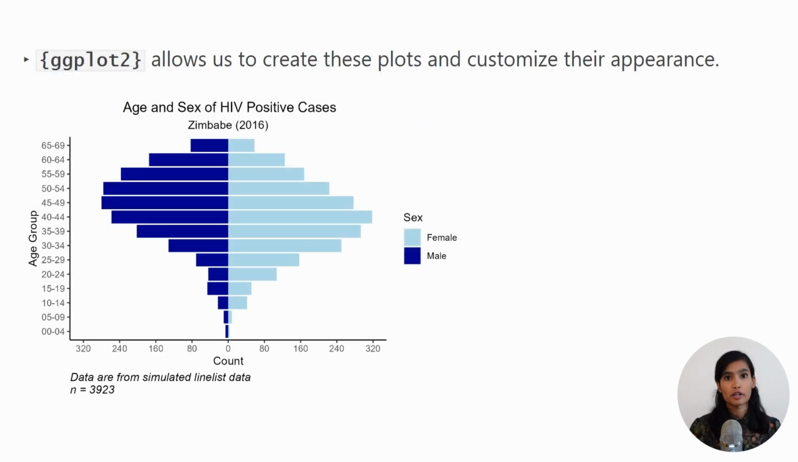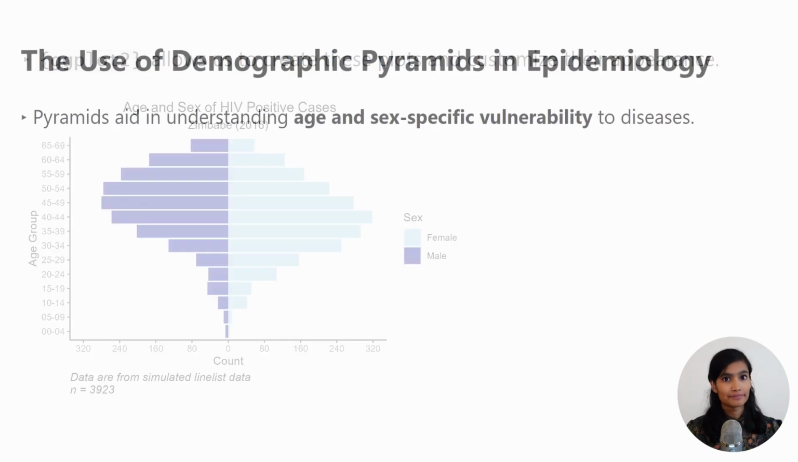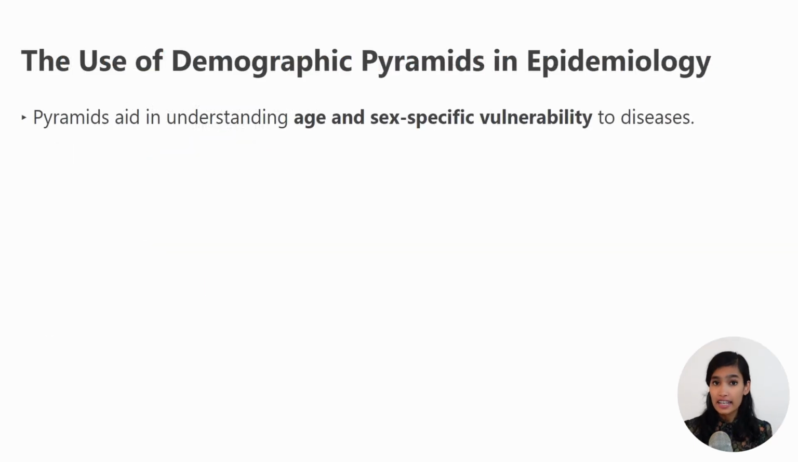We can use ggplot2 to create these pyramids and customize them as we wish. Our target plot for the end of the lesson looks like this one. We'll be plotting the age-sex distribution of HIV cases in Zimbabwe from 2016. When analyzing disease patterns, it's important to look at age and sex-specific vulnerability to diseases. We often want to consider how different diseases affect individuals from different age groups or different sexes differently.